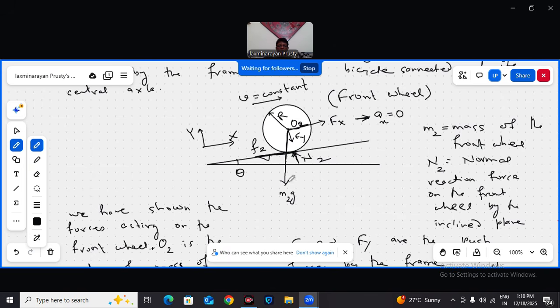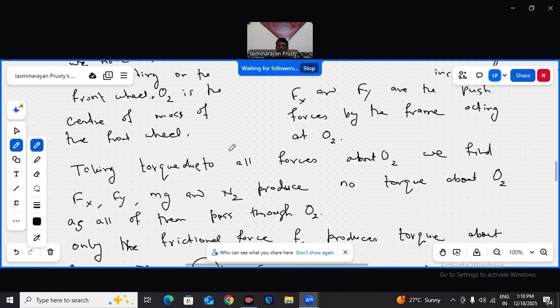Fx, Fy, M2G, all three pass through O2. Then N2, the normal reaction force coming to the front wheel from the inclined plane, is normal to the inclined plane, which means it passes through O2 again. So for O2, I take the geometric center as well as the center of mass of the front wheel.